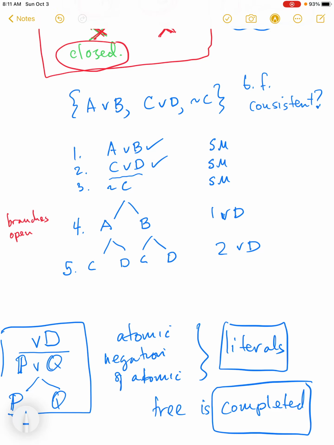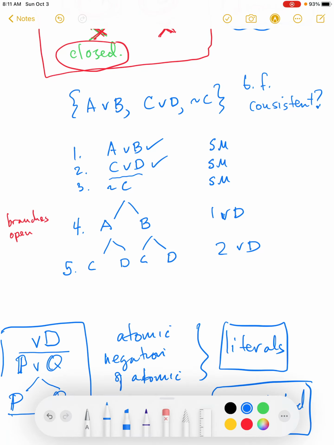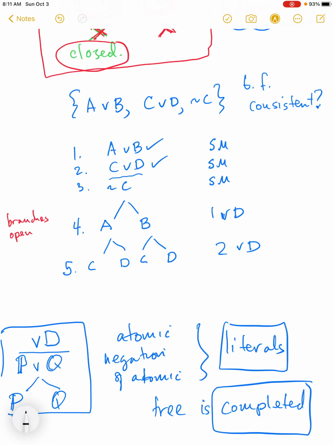Let's see what we can learn from this tree. We're going to take a look at the branches. There are 4 branches here, right? What each of these branches represents is an attempt to find a truth value assignment that makes the set members true. Each one represents kind of a search for a truth value assignment that makes the set members true.